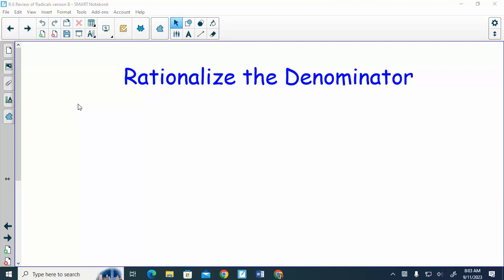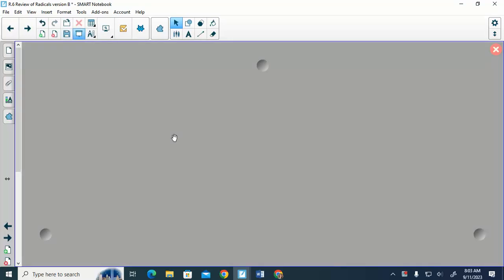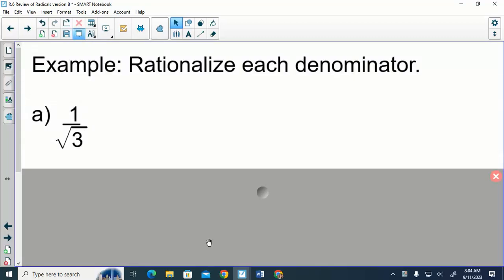We need to talk about this with the radical. If you are dealing with fractions, it is not proper notation to leave a radical on the denominator. So if you have a radical on the denominator, we have to do what's called rationalizing, or moving that radical off the bottom. So let's look at this.